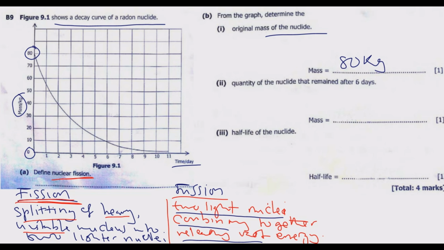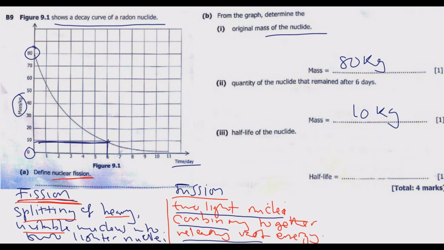Then Roman numeral 2 of B, quantity of the nuclide that remained after 6 days. So 6 days is here on the time axis. Then you come and check here, you read on the graph, this is 10 kg. So that's just 10 kg as the mass that remains after 6 days.